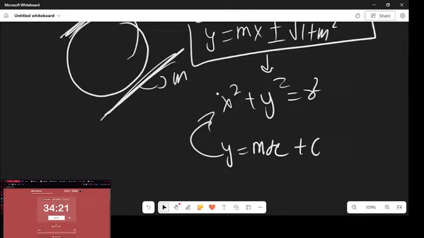I found the c value in terms of r, plus or minus r under root of 1 plus m square.